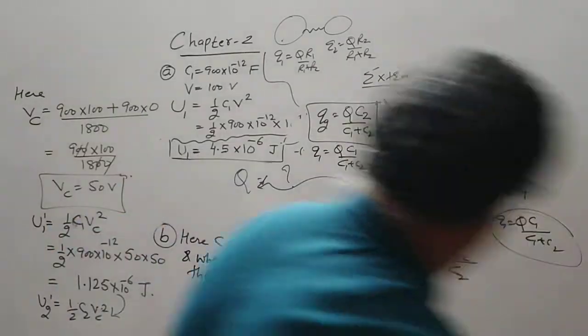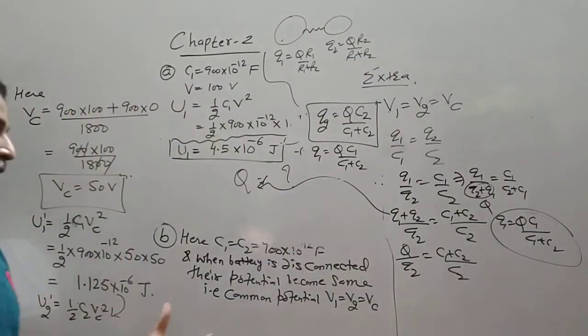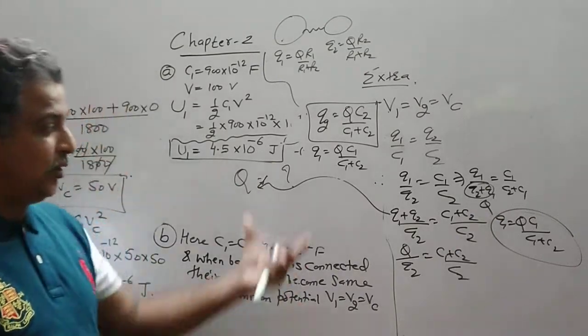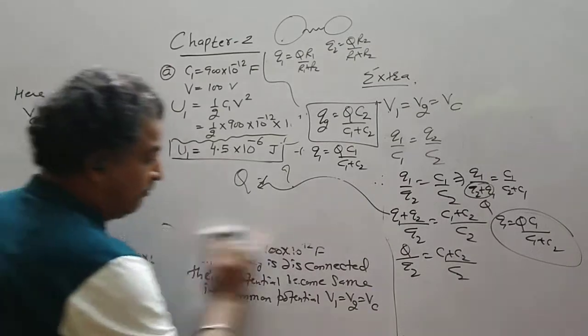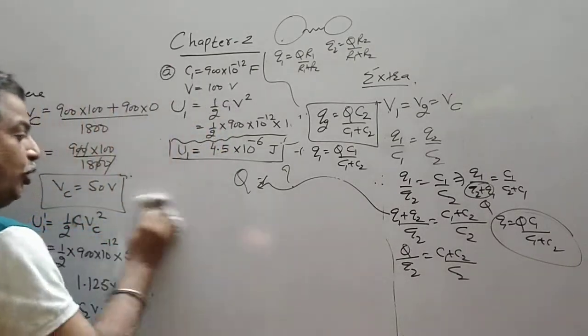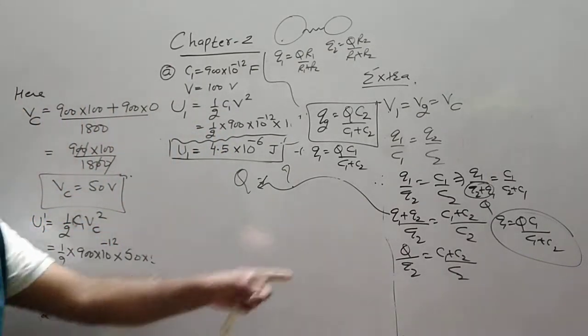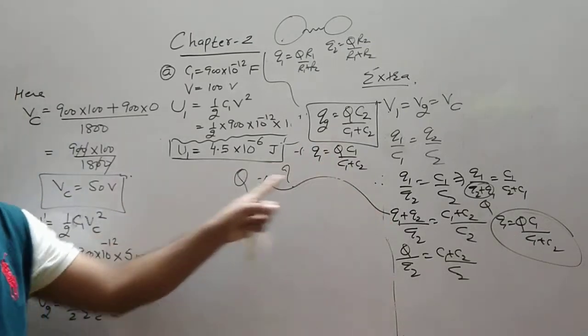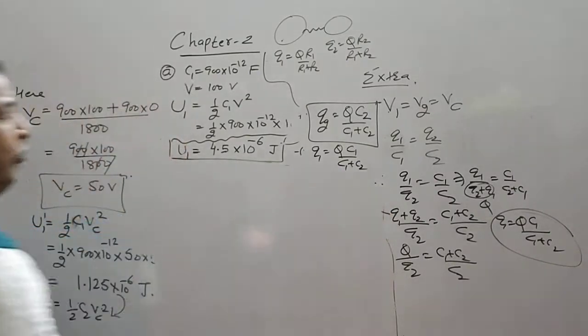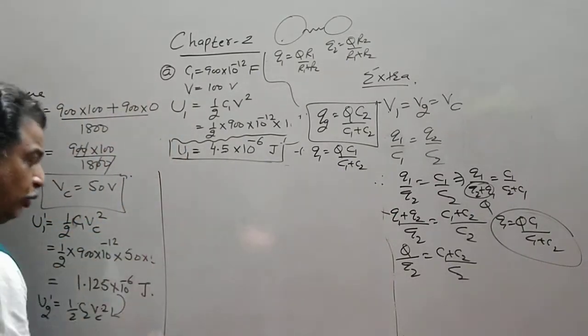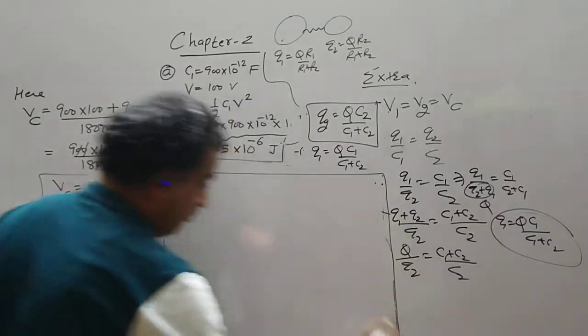So there are two concepts. One is a concept of common potential, one is a concept of charge. You have to decide in the first part itself whether you will be using the concept of common potential or Q. If you are using the concept of this Q1, Q2, find out Q in the first part itself. Also, there is another formula. We have found that the loss is half.